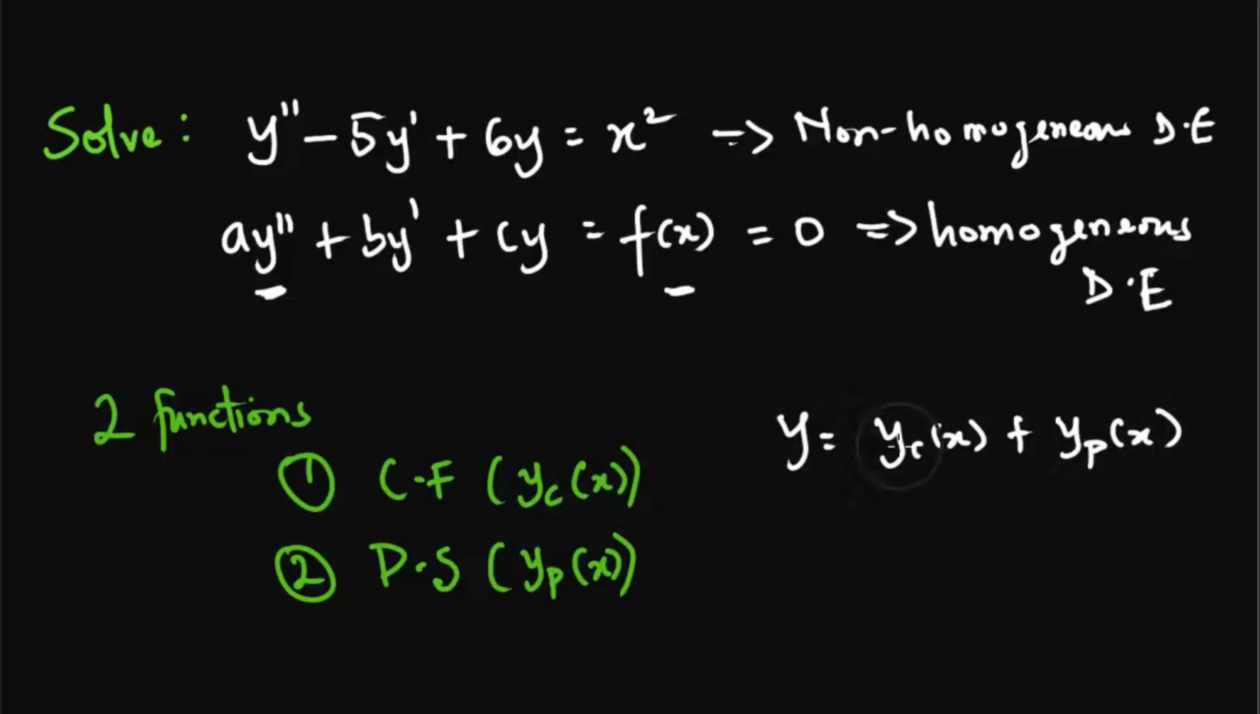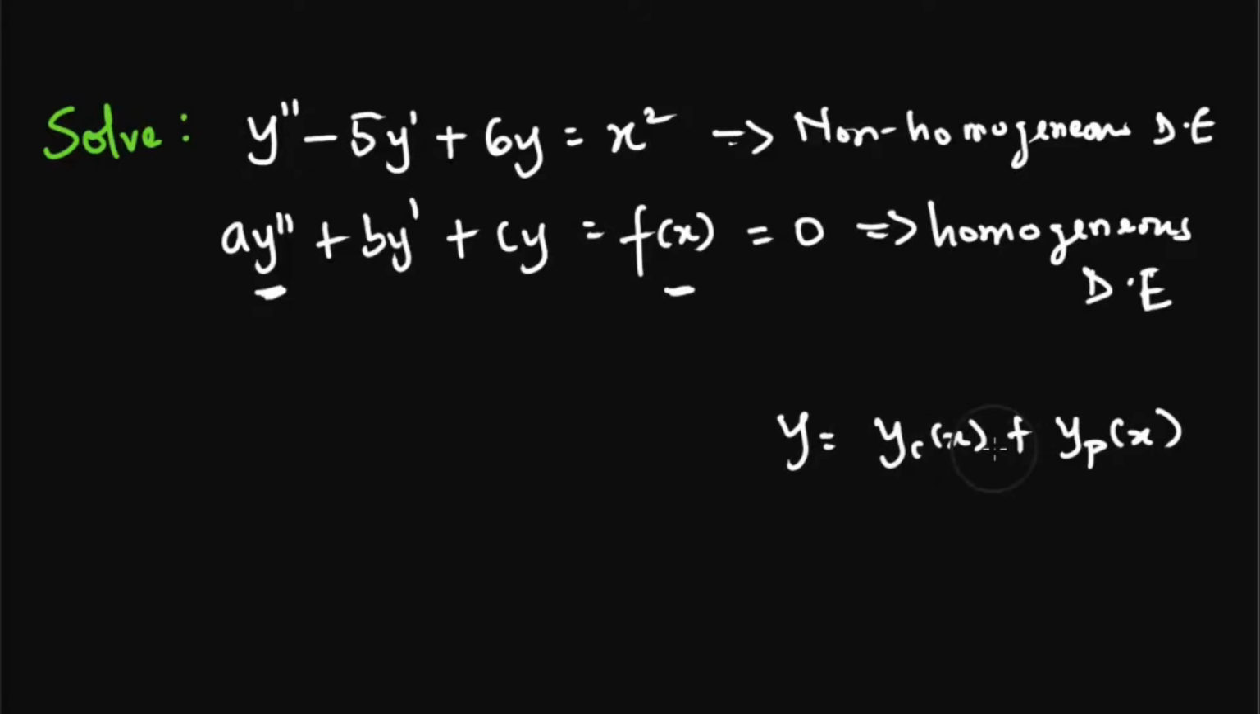So how do we get the complementary function? To get the complementary function, we equate f of x to 0. When we equate f of x to 0, we are transforming our non-homogeneous differential equation into a homogeneous differential equation to obtain the complementary function. So here we have y prime prime minus 5y prime plus 6y equals 0. Now this is a homogeneous differential equation which we can solve. I've made a video on homogeneous differential equations and you can check that out in the description below.